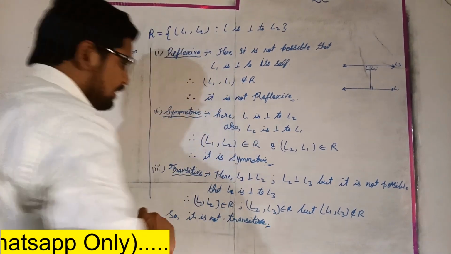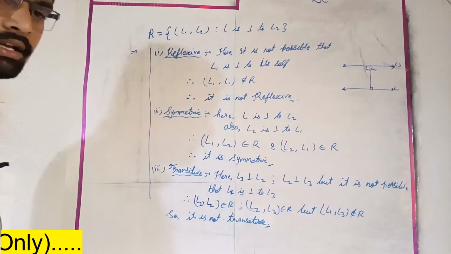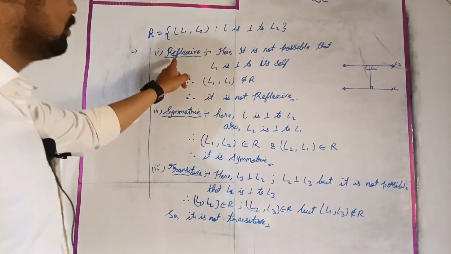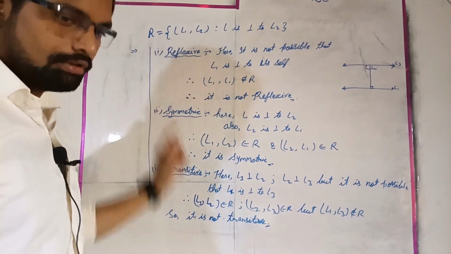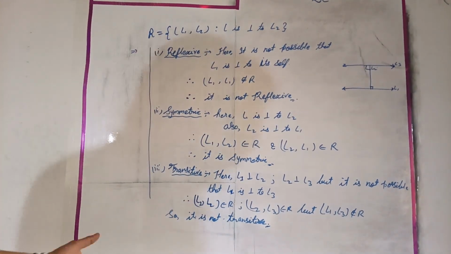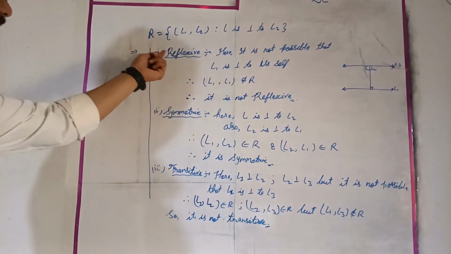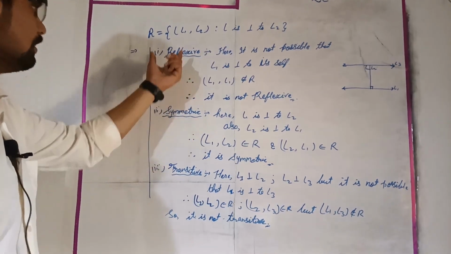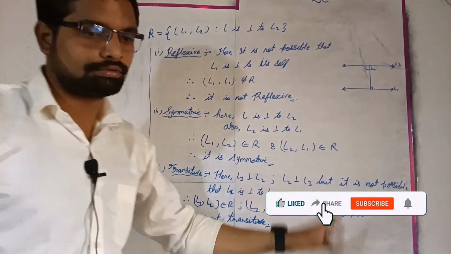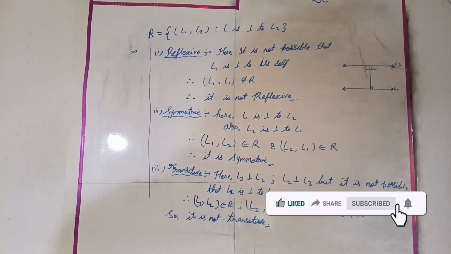Is it clear? So here in the last you can write that hence R is symmetric but neither reflexive nor transitive, proved. If you want to write that line, you can note it down. Is it clear?